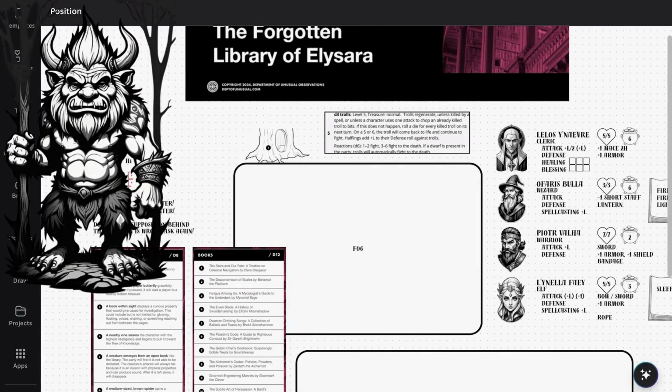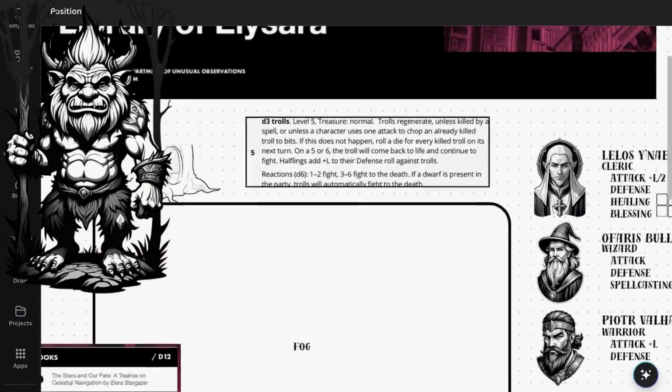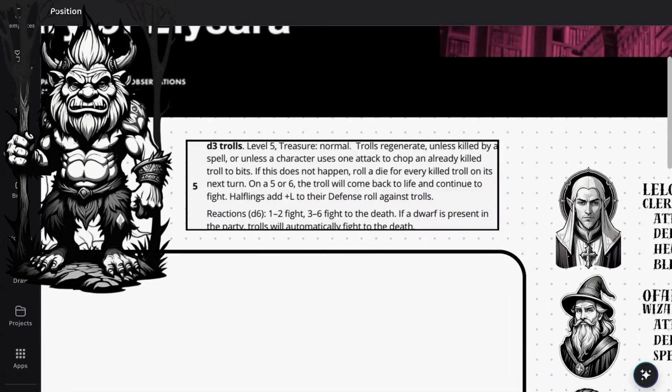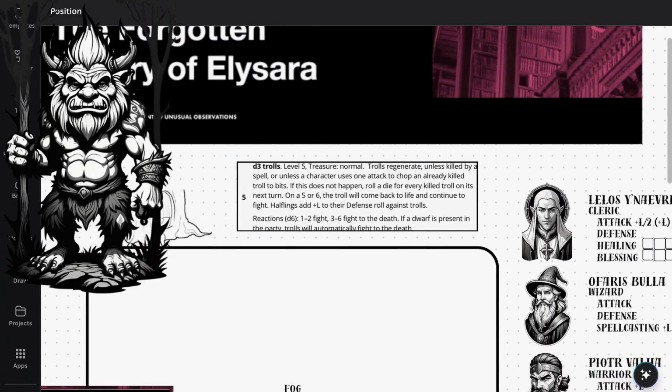And what is the troll's specialty? This troll is regenerating unless killed by a spell or unless a character uses 1 attack to chop an already killed troll to bits. We have only 1 troll, so this will be the solution, the chopping one. If this does not happen, roll a die for every killed troll on its next turn. On a 5 or 6, the troll will come back to life and continue to fight. Halflings, we don't have halflings, and the reactions, we don't have a dwarf, so this 1 troll will just fight our team.